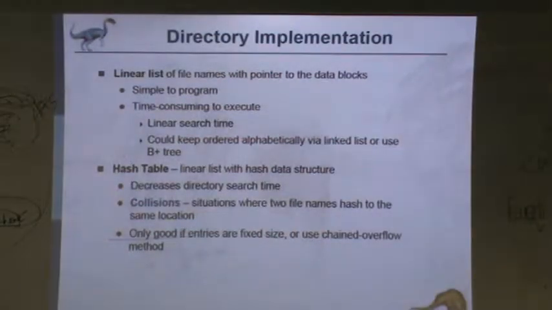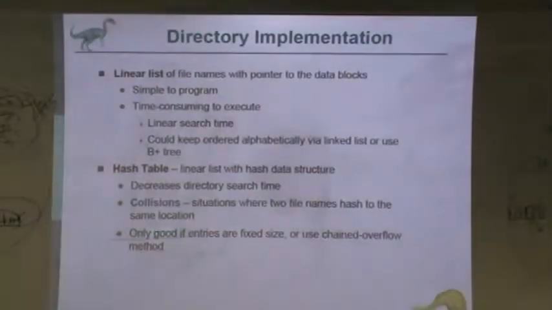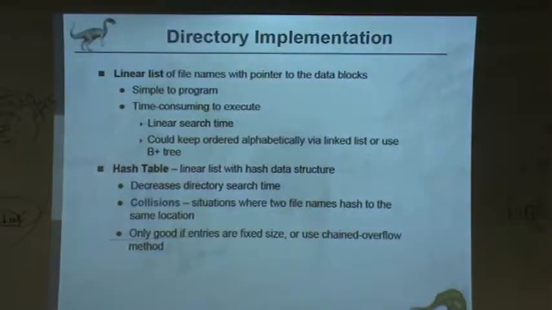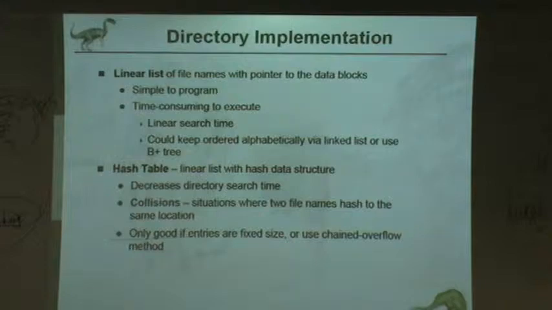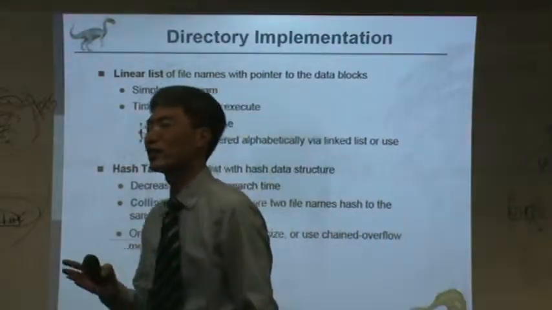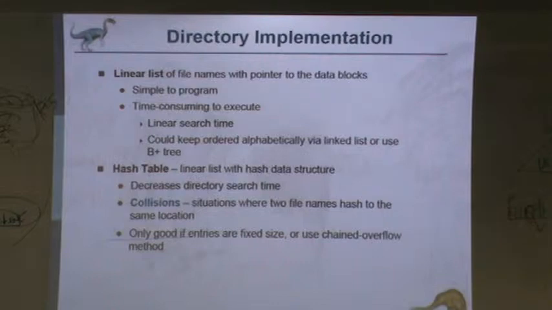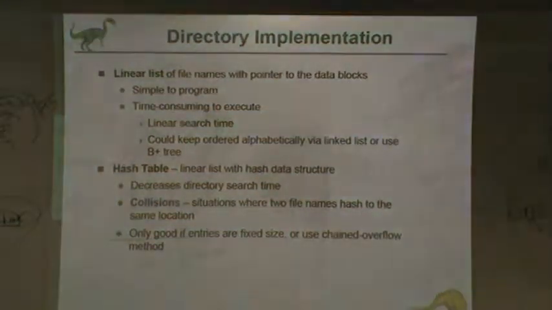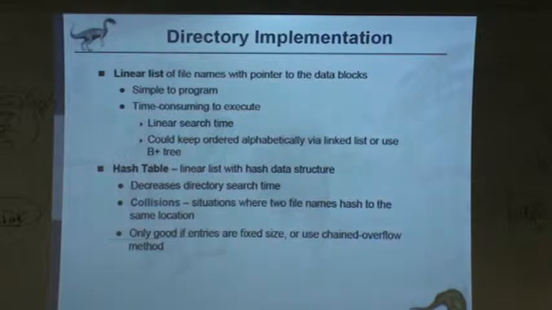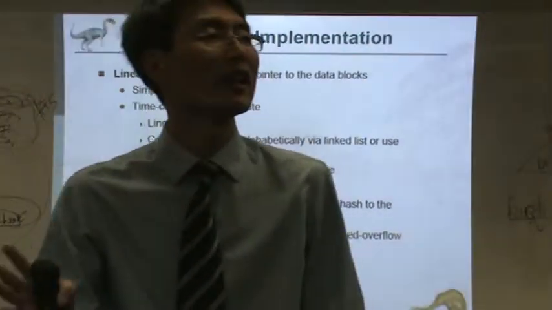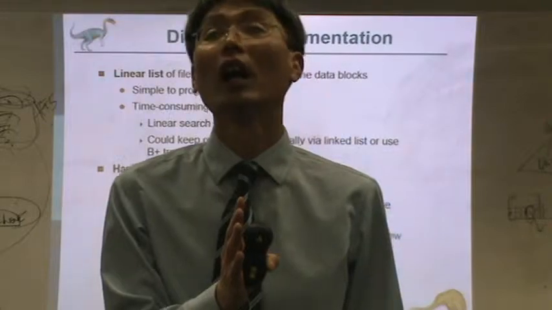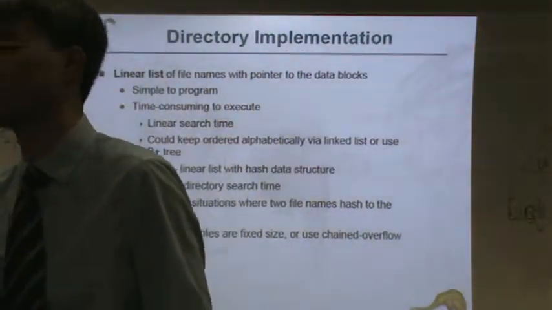Another way of managing the FCBs of many files in the directory structure is to use a hash table. I mentioned the hash table many times in this class or the database class. What is a hash table? You have a value and it gives you an internal code. Hash tables, hash indexing, hash files all use a hash function.